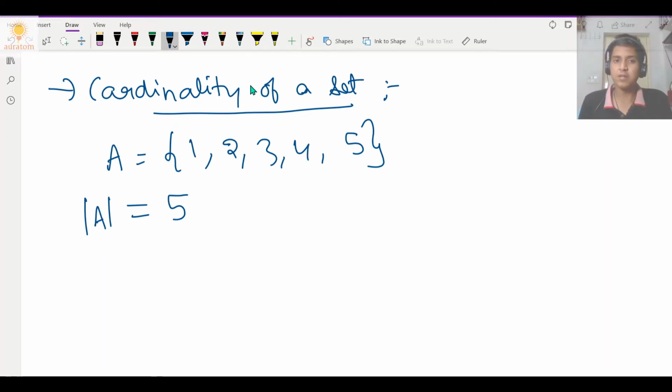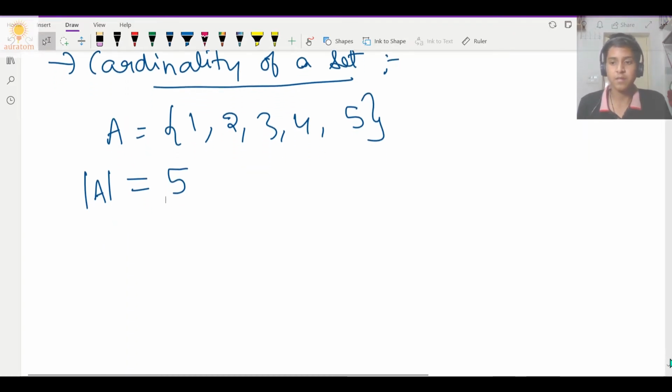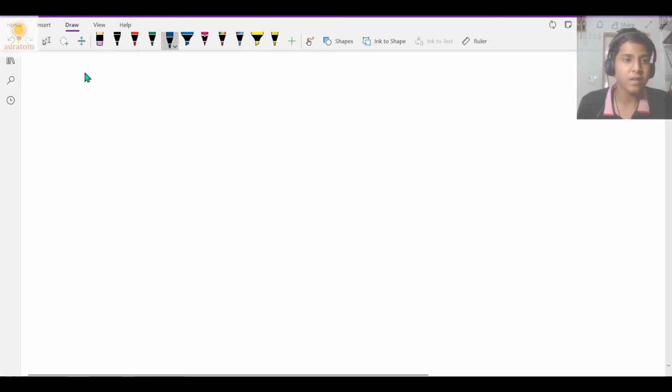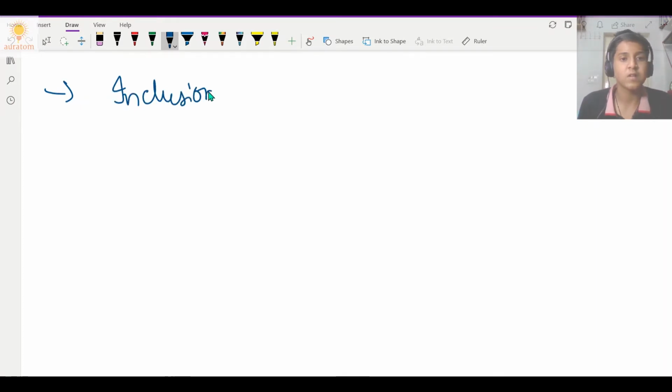And this concept of cardinality of the set will help us understand the inclusion exclusion principle much better. Okay, now let's move on to the inclusion exclusion principle. Okay, now let's start inclusion exclusion principle.